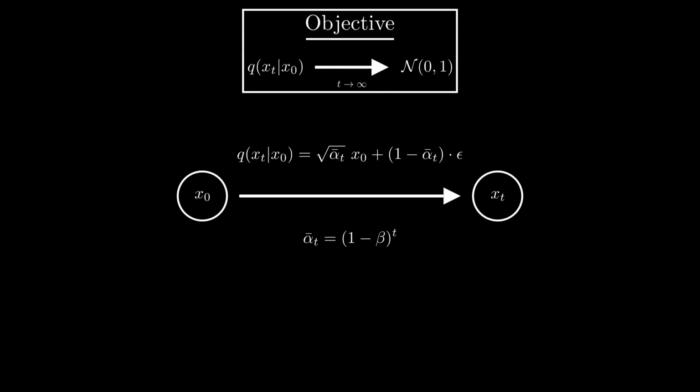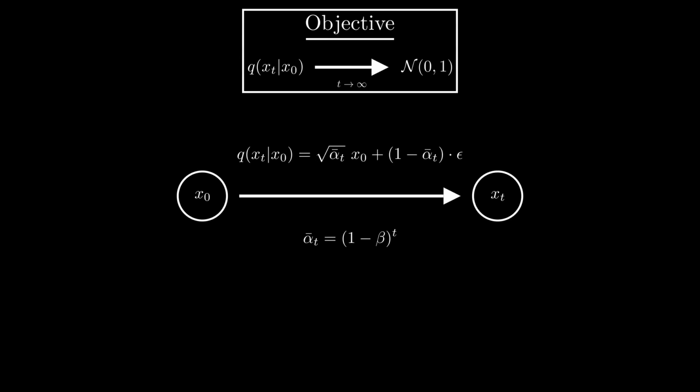Well, if we choose beta strictly between 0 and 1, it's easy to see that alpha t bar will converge to 0 as t grows to infinity. Then the mean of the conditional distribution goes to 0 while the variance goes to 1. And just like that, we finally have a proper variance preserving diffusion process.